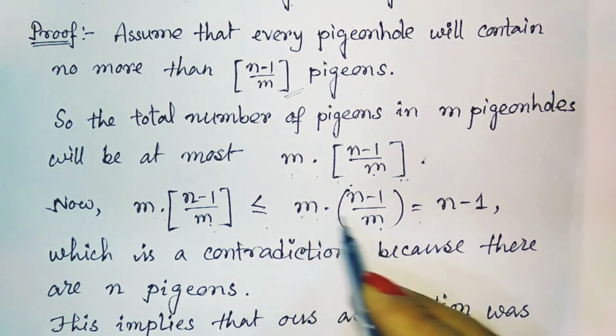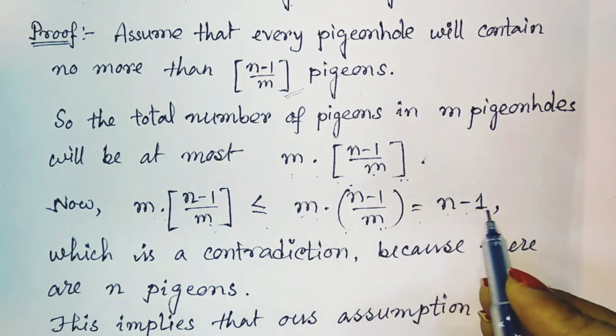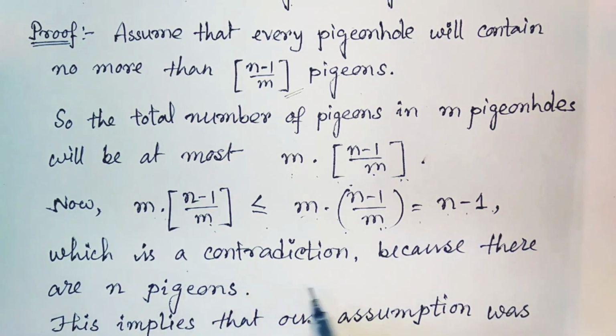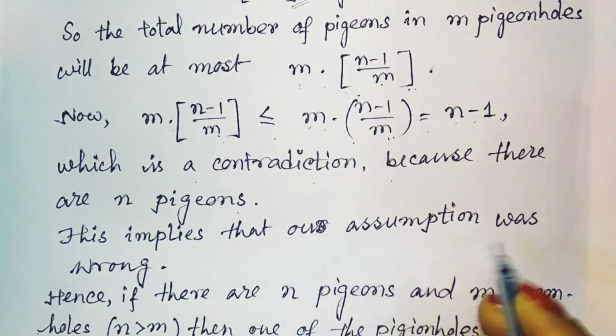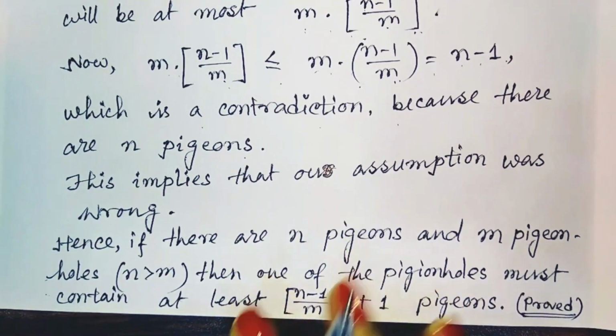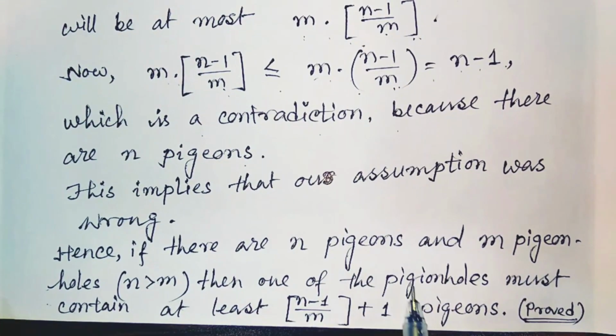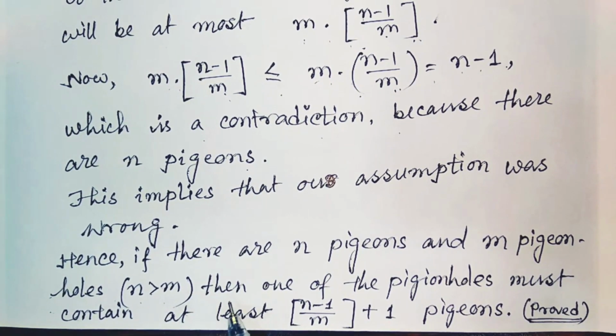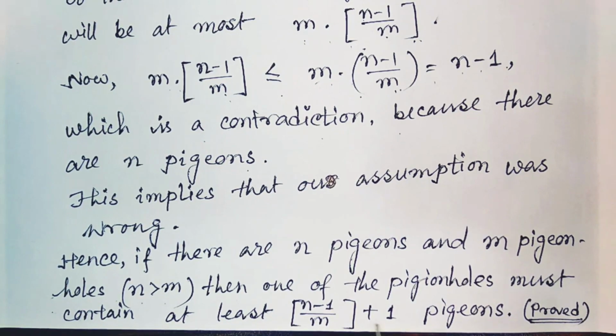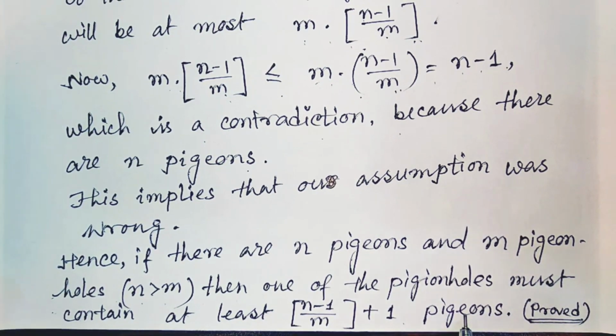So that one is equal to m, which cancels out, and that one is equal to n minus 1, which is a contradiction because there are n pigeons. This implies that our assumption is wrong. Hence, if there are n pigeons and m pigeonholes where n is greater than m, then one of the pigeonholes must contain at least floor((n minus 1) divided by m) plus 1 pigeons. And this is the proof.